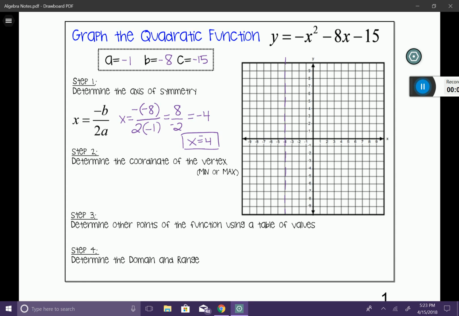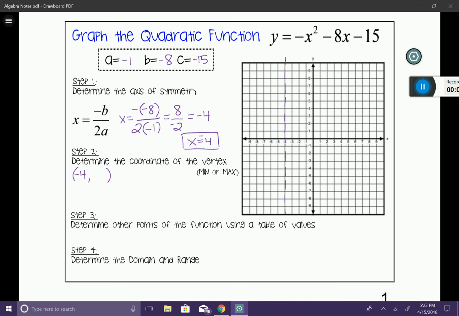Next, what I'm going to do is step 2 here. I'm going to determine the coordinate of the vertex. Well, the vertex is actually going to be on that axis of symmetry, so it's going to have an x value of -4. All we want to do is figure out that y value. So to figure out the y value, there are 2 things we're going to do. And I'm going to show you one way, and then I'm going to show you another way.